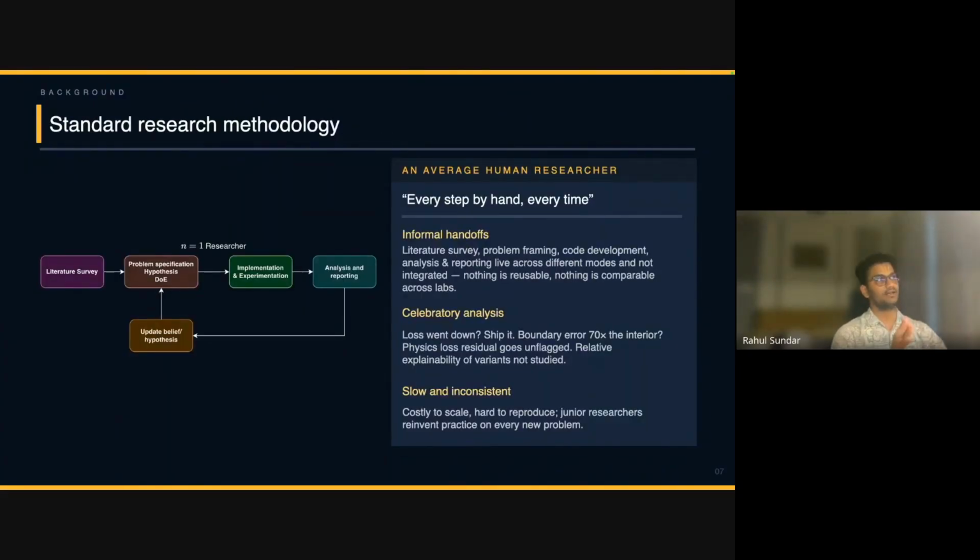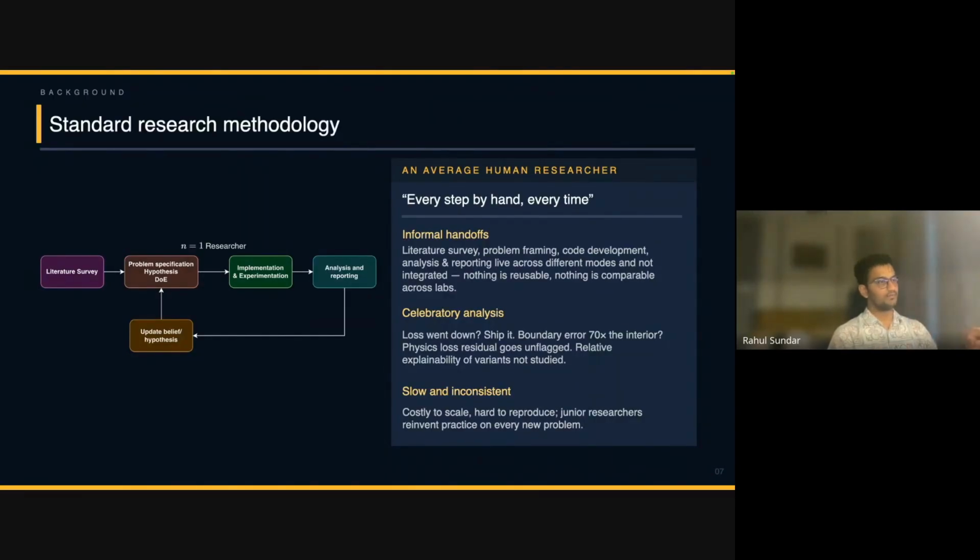Here is a look at the standard research methodology when there is only an average human researcher involved, right? So he starts with a literature survey. There's a vague idea in the head. And then as he or she assimilates the knowledge that comes out of this literature survey, they get into problem specification, hypothesis, design of experiments.